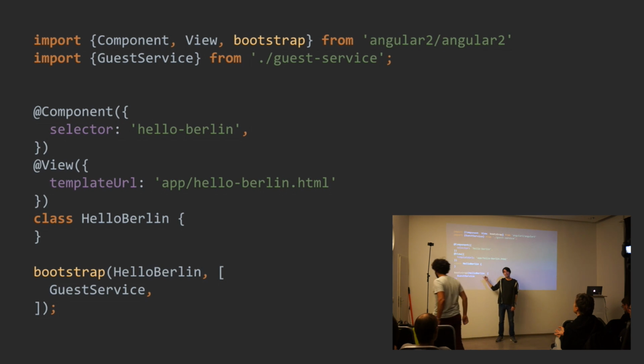And the second argument to Bootstrap is the set of things that you want to inject. So this is going to be available in all of the child components in this application. So I'm saying, OK, guest service, whenever you need it, this is where you're going to be injecting it.